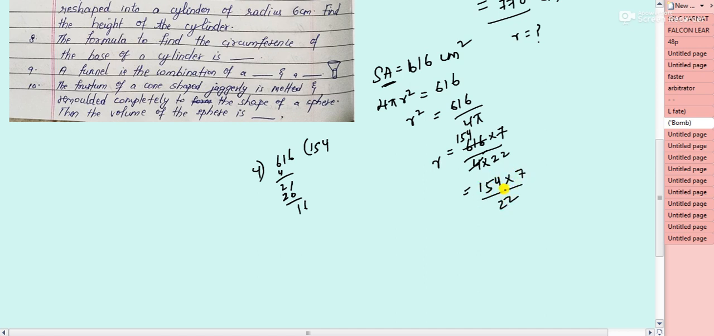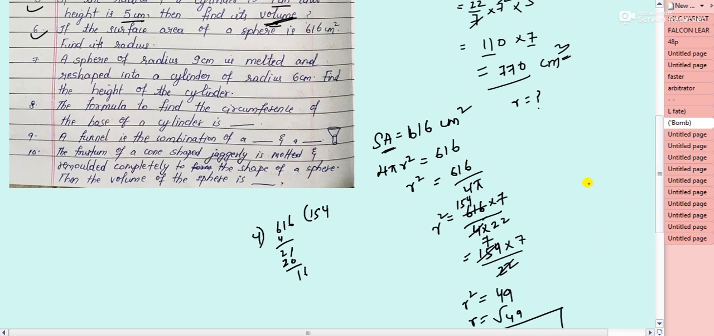So this, if you look, it is getting cancelled by 7, correct? 22 7s are 154, 7 7s are 49, which is r square. So what will be r? Root of 49, which is 7. So r is 7 centimeter. That's all. Okay, so I hope it's clear.